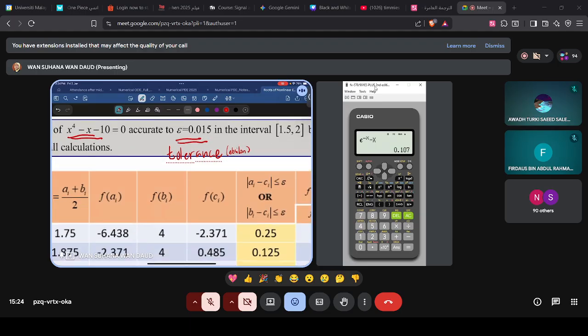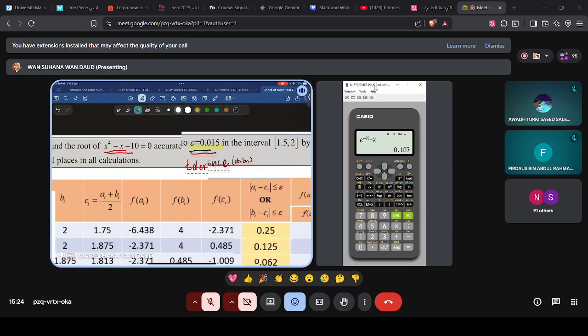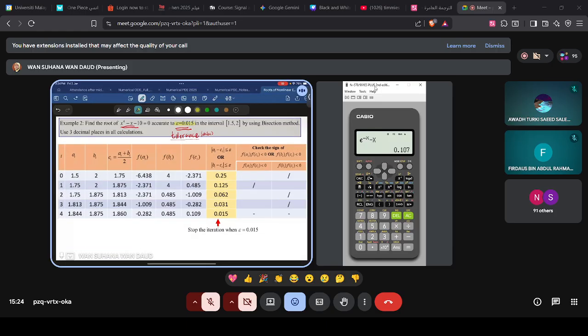If there is additional information given like this in the bisection method, your calculation will stop when the epsilon, which is the value of A minus C or B minus C, is equal to 0.015 or less than 0.015. All right, so let me give the explanation again.